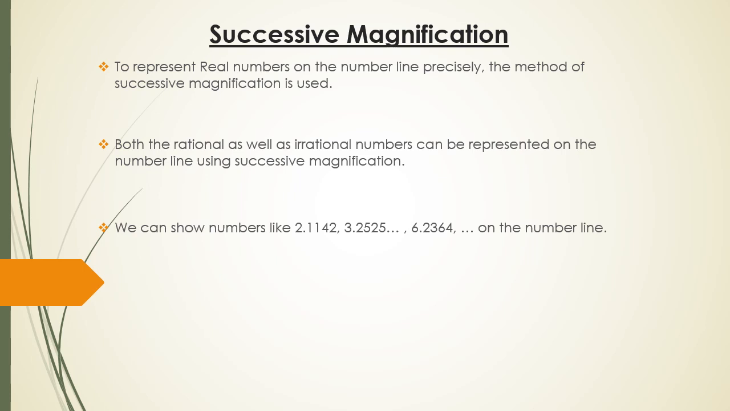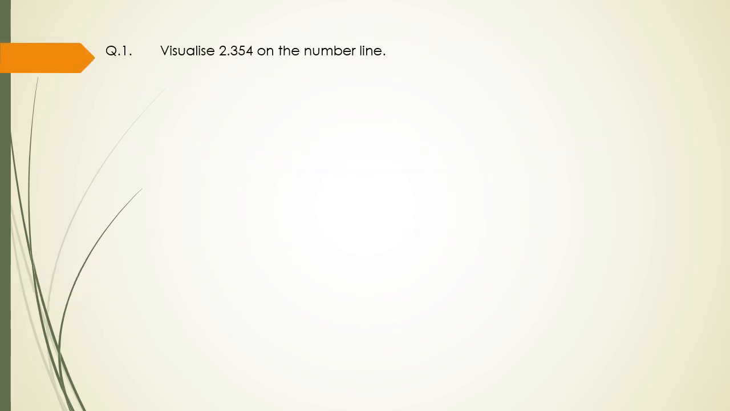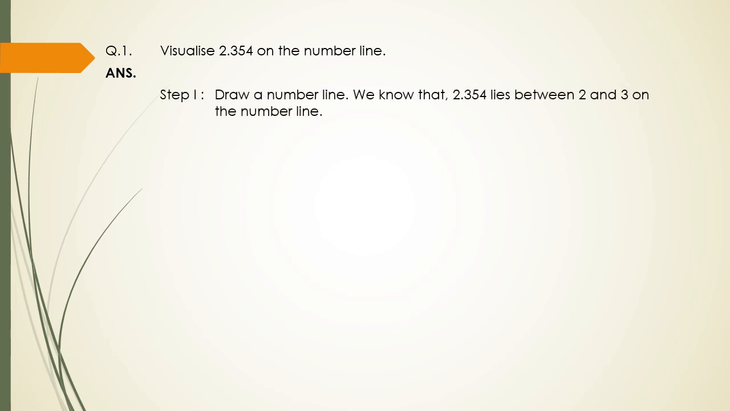Let us start with the first question. I will explain the procedure of successive magnification through a question. Our first question is to visualize 2.354 on the number line. So to do that, let us start with the answer. First of all, we are going to represent this on the number line. So first of all, let us draw the number line. We will write the steps. You will understand it exactly.